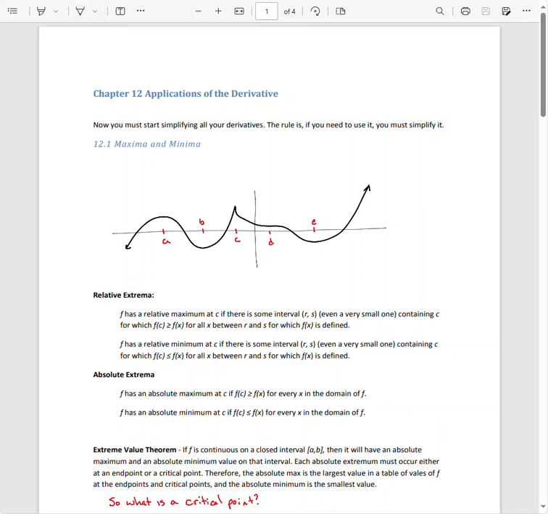Hello and welcome to Chapter 12. In Chapter 12, we're going to look at applications of the derivative.